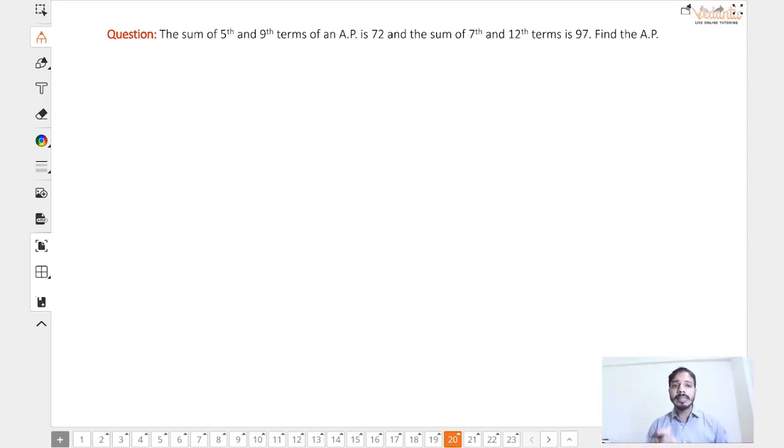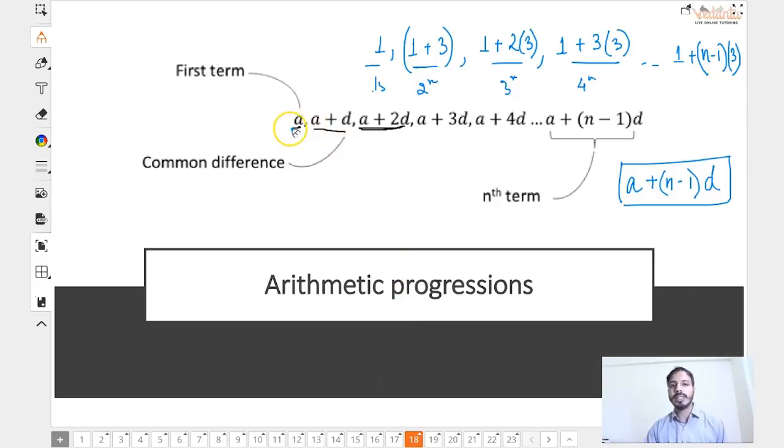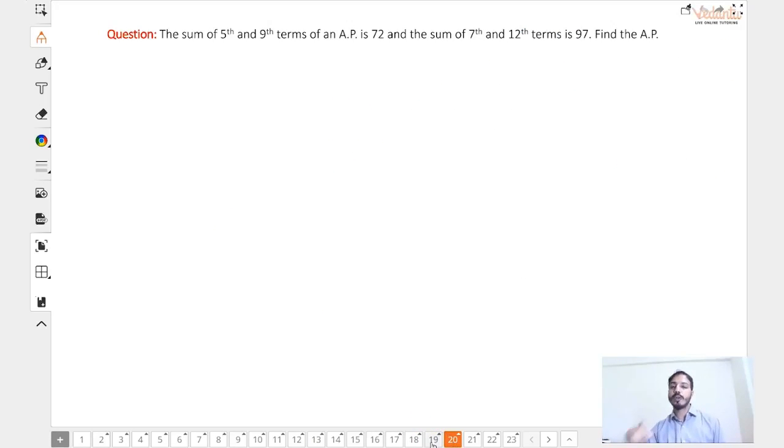Now, these types of questions you may get in AP where the series is not given. So they will give you some hints and some conditions from which you need to find out the series. Now you see, guys, this complete series has two variables, that is a and d. If you know a and d, you can find out the series. That means to find an AP series, we need two conditions because we have two variables. So here you see two conditions are given, that is the 5th and 9th terms of an AP sum to 72.